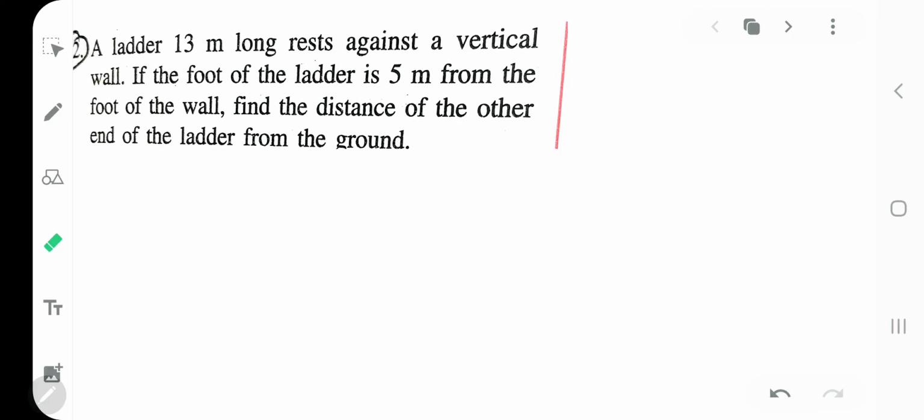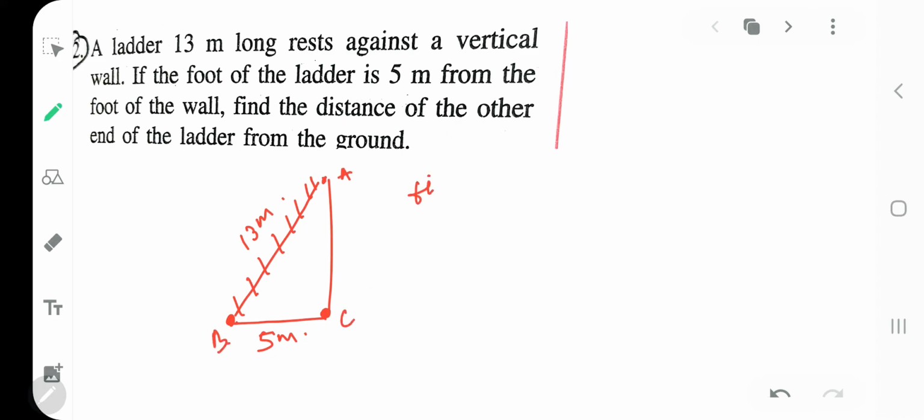Problem number 1: a ladder 13 meter rests against a vertical wall. If I take this as a vertical wall and this is a ladder against it, the ladder is 13 meter, and the foot of the ladder is 5 meter from the foot of the wall. You have to find the distance of the other end of the ladder from the ground. If I name this like this, you have to find AC.